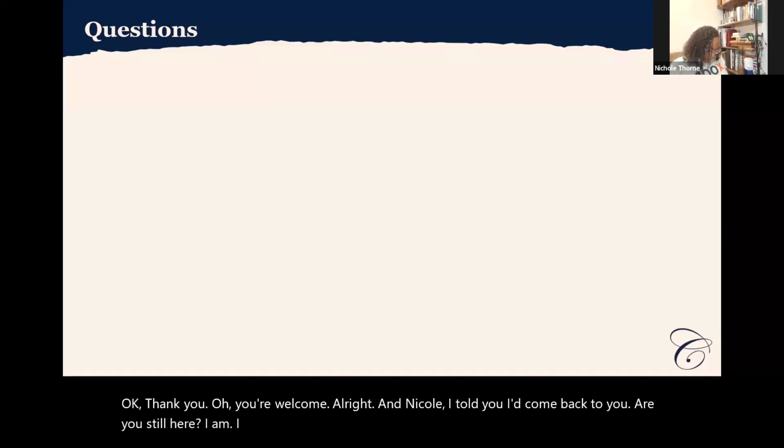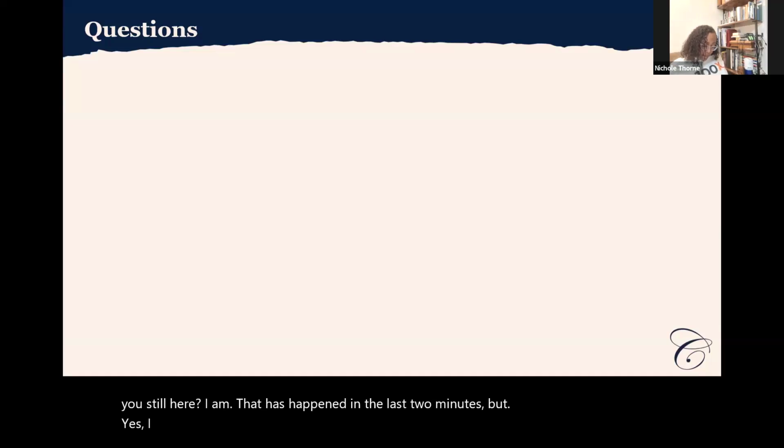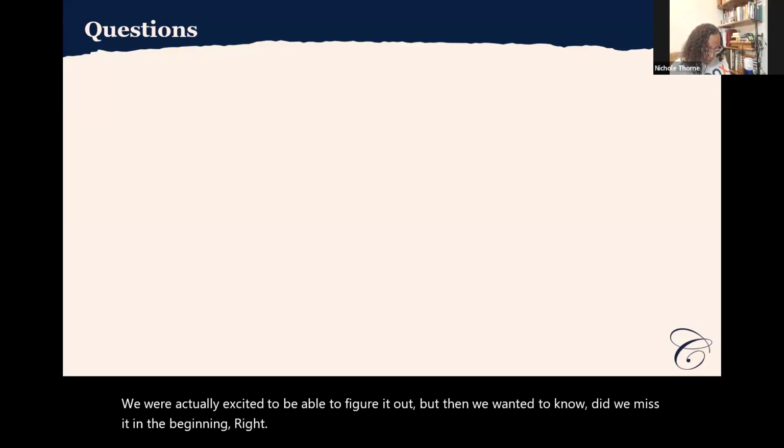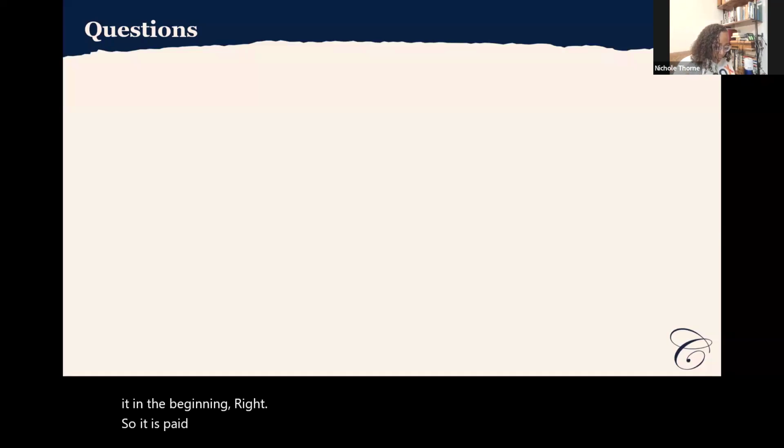A lot has happened in the last 10 minutes in my house, but yes, I found the place that we were actually excited to be able to figure it out. But then we wanted to know, did we miss it in the beginning? So it is page 4, and it's the part that says complete the set of operations.